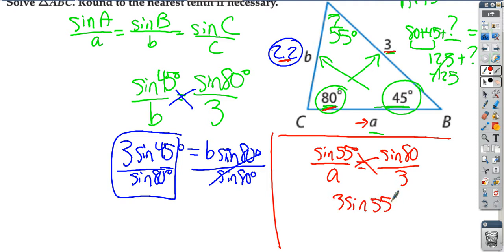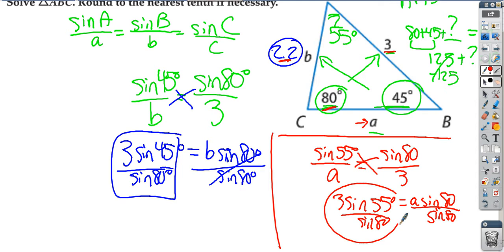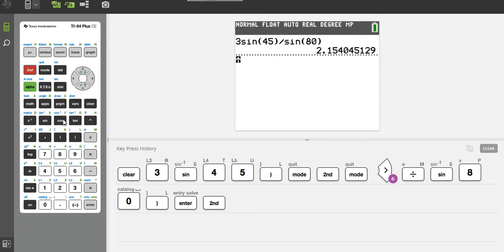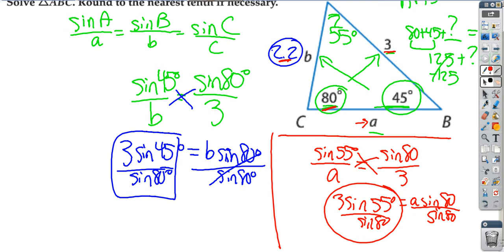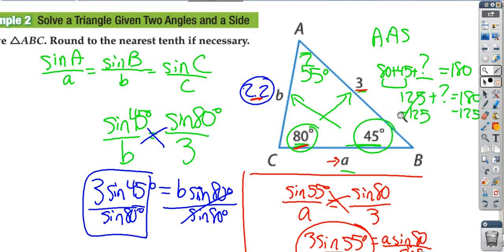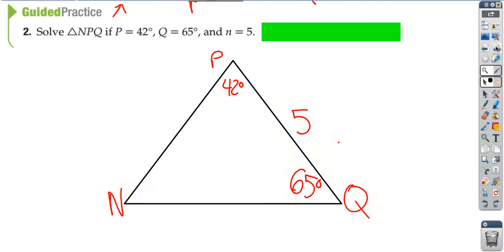We'll get 3 sine 55 equals A sine 80. Again, we will divide by sine 80 to get our side A, and whatever this is, that's the answer. So let's find that right now. And if you hit second entry, that's going to bring back up what we had before. We just need to change this to 55. And A is equal to 2.5 if we round it. So we've now solved the triangle because we have all 3 sides and all 3 angles. And that's what they mean when they say solve a triangle.